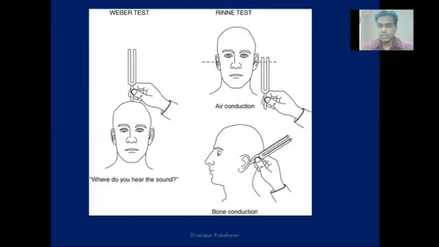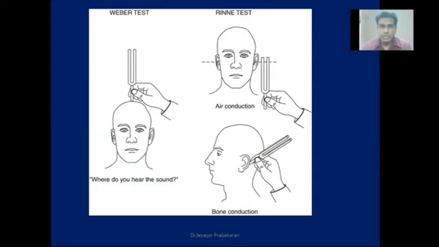These two methods are preferable to write in a chart. Right side, left side: plus on the right side, negative on the left side. If there is a perforation in the tympanic membrane, you are expected to have conductive hearing loss. In that case, it will be a negative Rinne's test. Suppose there is a left CSOM case, you are going to do a Weber's test.